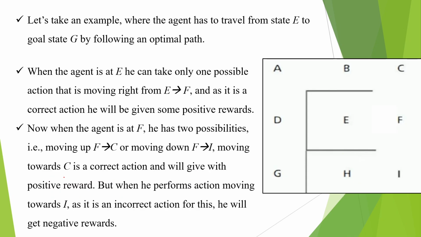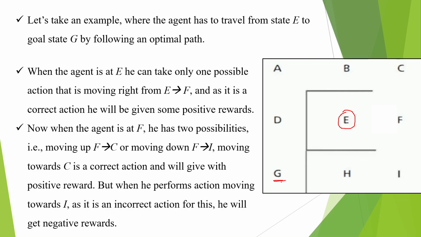Hopefully you understood. So let's take an example here, that same thing, where the agent has to travel from state E. That is nothing but the center of this diagram. So we want our agent to travel from the center, that is E, from state E to goal state G. Here we have the goal state.